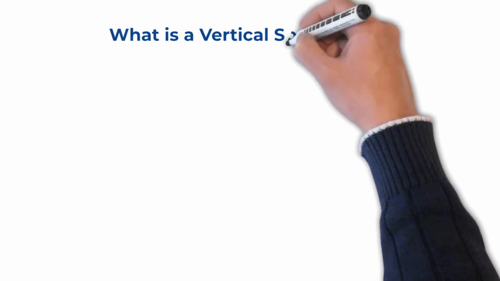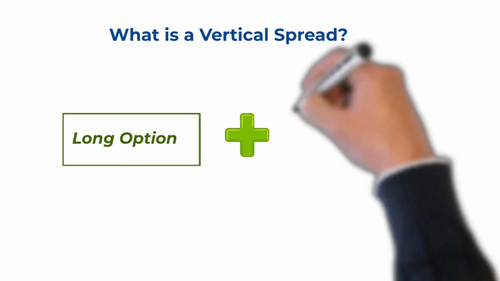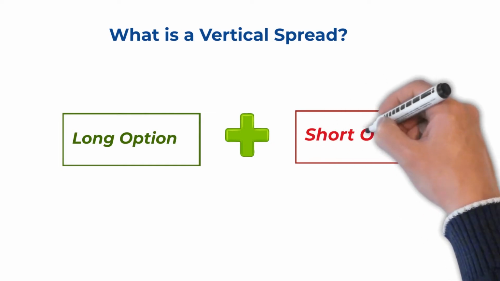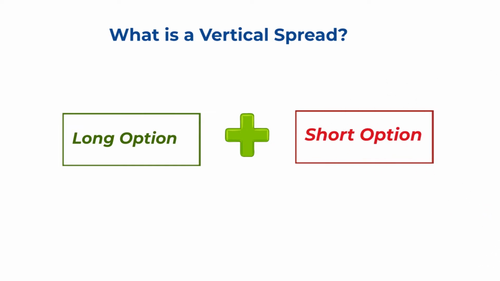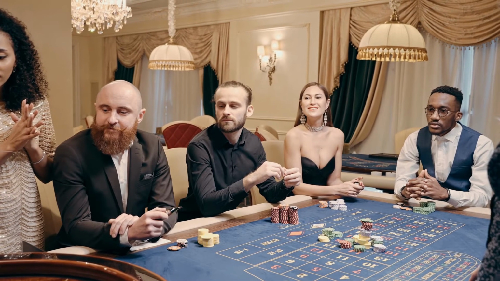So let's get started. What is a vertical spread? A vertical spread is the combination of a long option and a short option with different strike prices placed within the same expiration date. So when you trade a vertical spread, you are effectively placing two trades at one time. There are two types of vertical spreads, call verticals and put verticals. We're going to focus only on selling vertical spreads as opposed to buying them, since this is a much higher probability and we want to play the role of the casino versus that of the gambler.